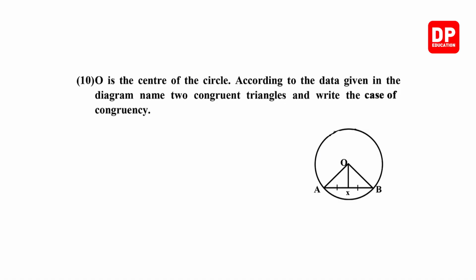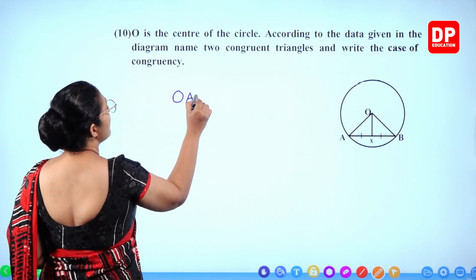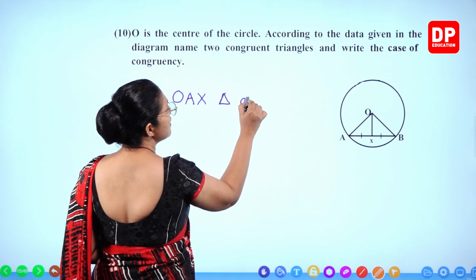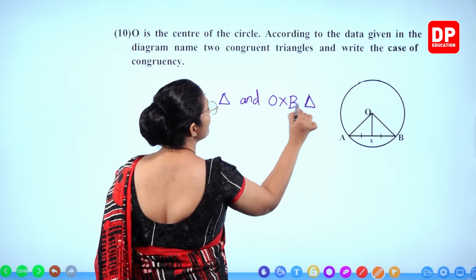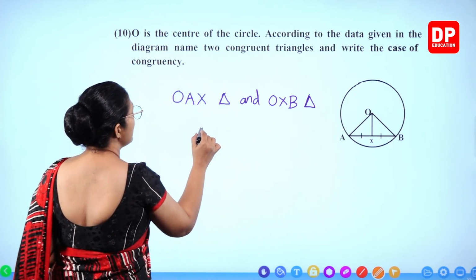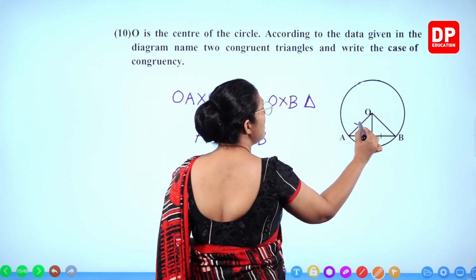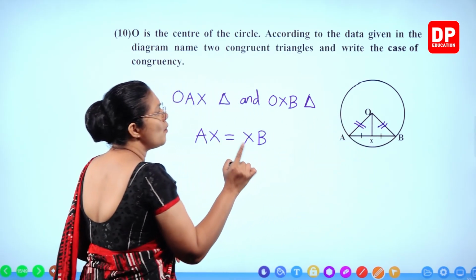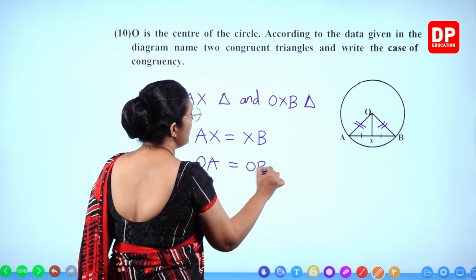Question number 10. O is the center of the circle. According to the data given in the diagram, name 2 congruent triangles and write the case of congruency. Now let's look at triangle OAX and triangle OXB. We know that it's given AX equals XB. It's given. And we know OA and OB are radii. Both are equal. So OA equals OB. That's radii.